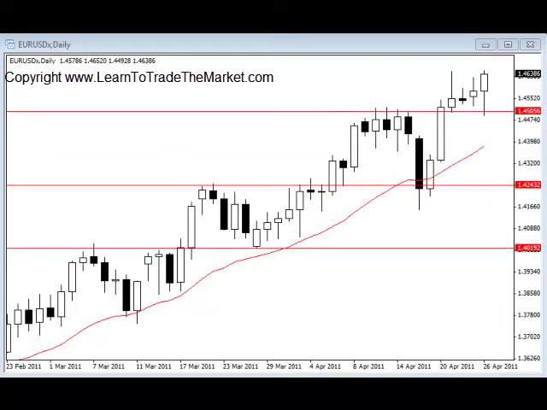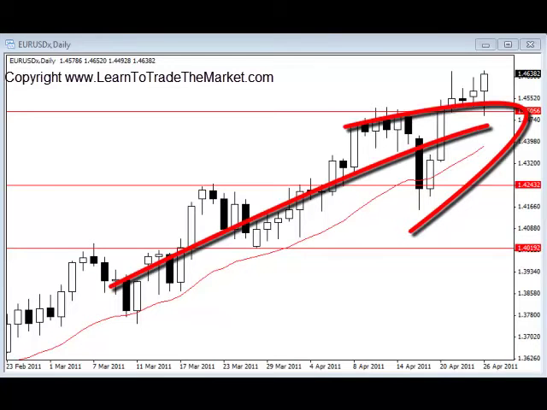Now, the euro dollar at the moment seems to be accelerating to the upside. We've got a long-term established uptrend, we've got a short-term established uptrend, and we have the price action above the 21-day exponential moving average. We've also got one of these perfect charts. You can see the lines that I've drawn on the chart here.